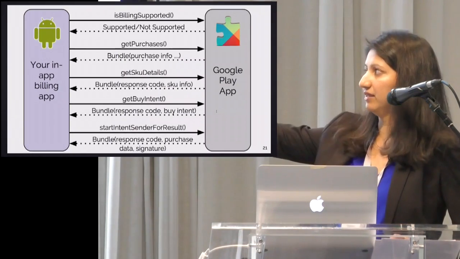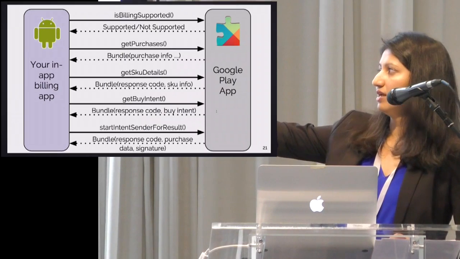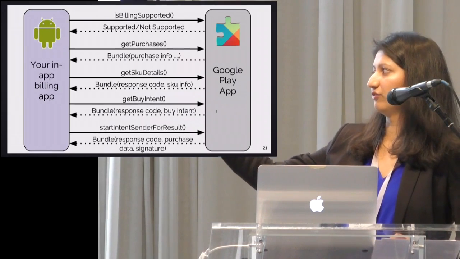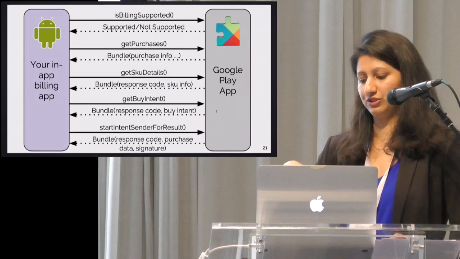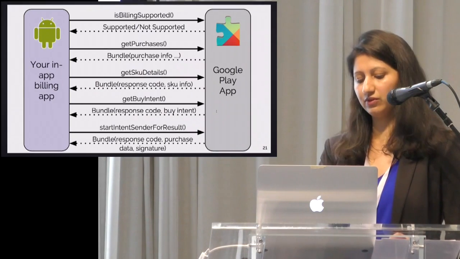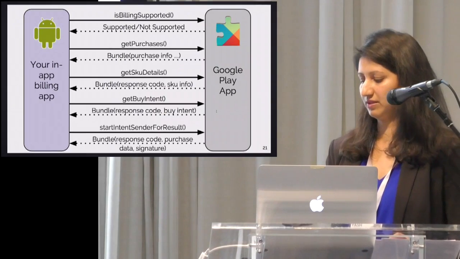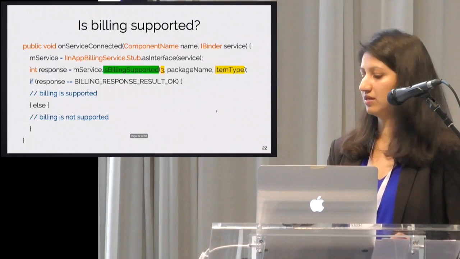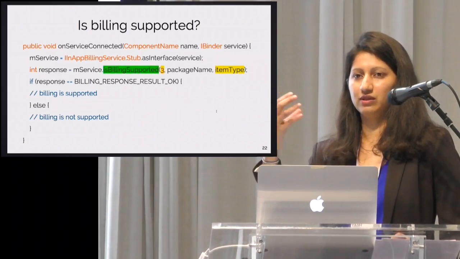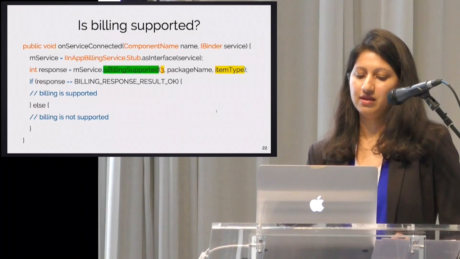And then use get buy intent to launch the purchase flow. And then finally use start intent sender for result to get all of your purchase information. So your app is communicating with the Google Play app using this. So we'll quickly go through a little bit of code on how this is done.